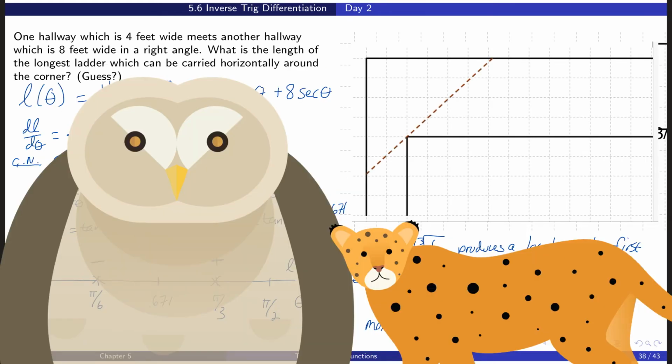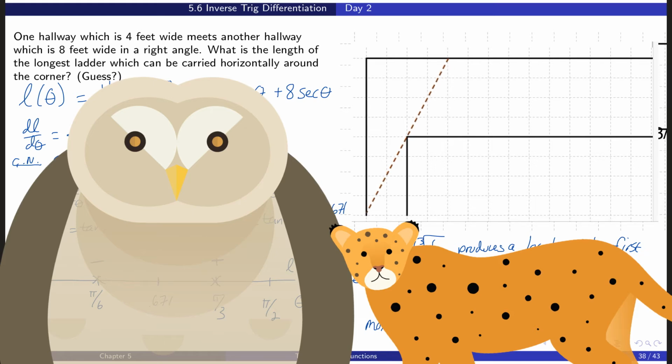Okay, first example. This is an application problem, and I apologize for the gigantic, scary-looking animals, but one hallway which is 4 feet wide meets another hallway which is 8 feet wide at a right angle. What is the length of the longest ladder which can be carried horizontally around the corner? This is kind of hard to visualize, and your slide has some sort of animation text on it, but if I click play on this movie, you'll see that as the ladder travels and tries to get around the corner, the length that will fit around the corner keeps shrinking. And if we can find that smallest length, that will be the longest ladder that can fit around the corner.